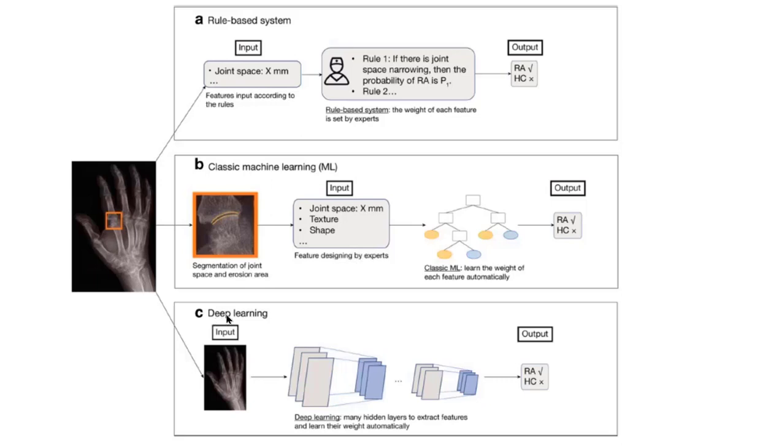The third type is deep machine learning, which has several hidden layers. In the hidden layers, the machine extracts the features and learns their weight automatically. Finally, in the output layer, it can say whether the hand radiograph is of an RA patient or a healthy one.